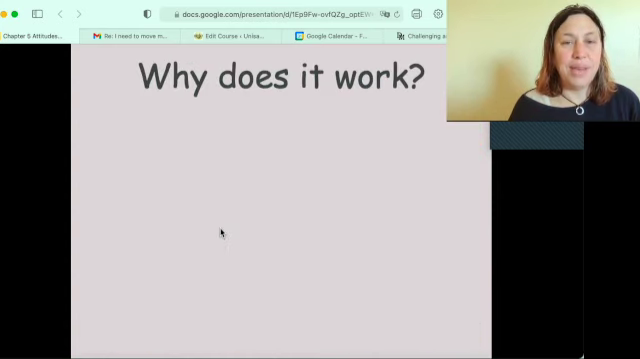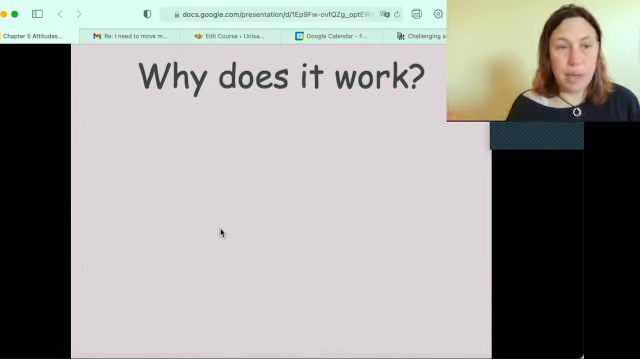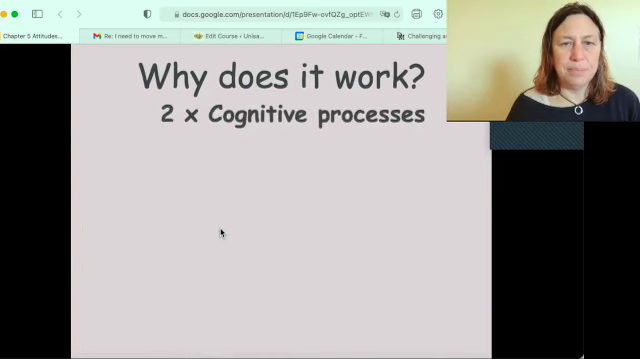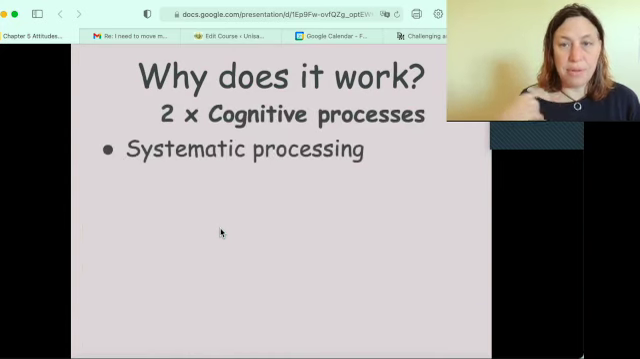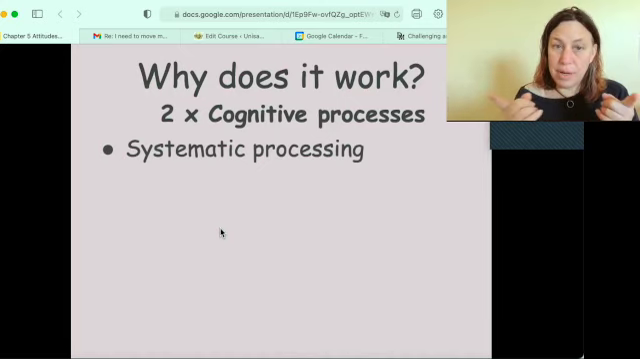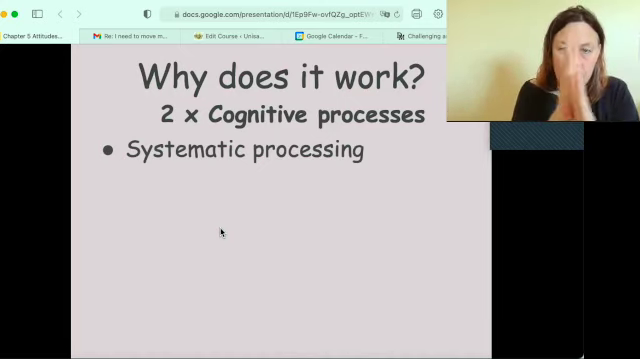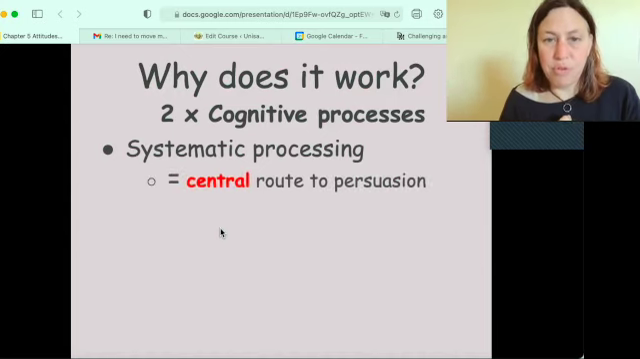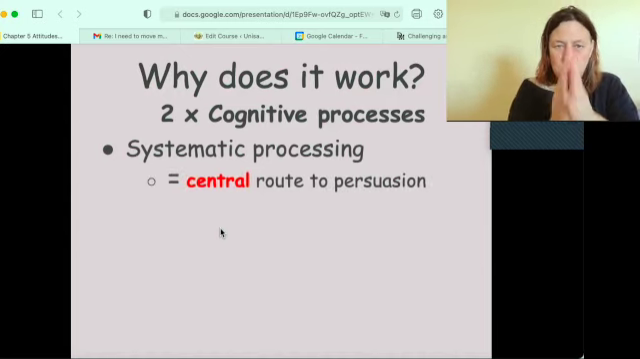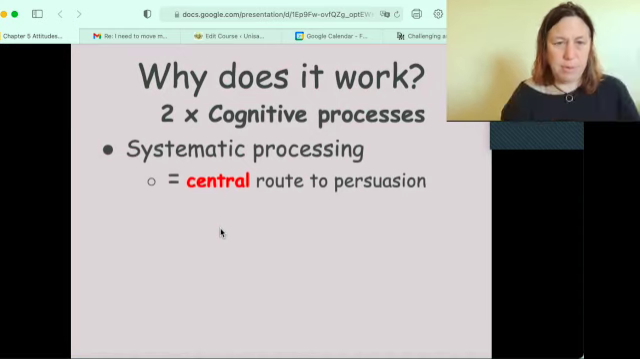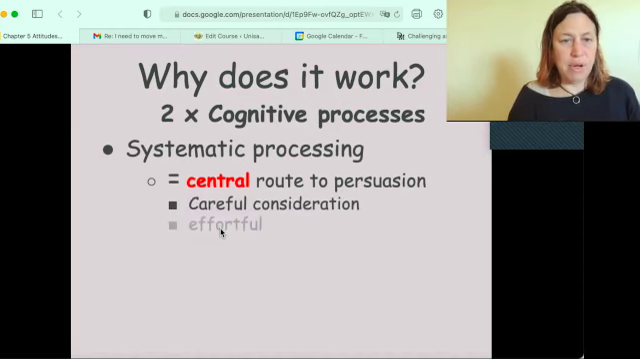All right, so why does it work? How come these little tropes that we see everywhere, all over the place, are so effective? Why do they work? Okay, there's 2 processes. There's the systematic processing through reason, okay, which another name for this is the central route to persuasion. Straight down the middle line, you're conscious, you're aware, you can see what's in front of you, okay? Careful consideration, there's a lot of thinking involved.